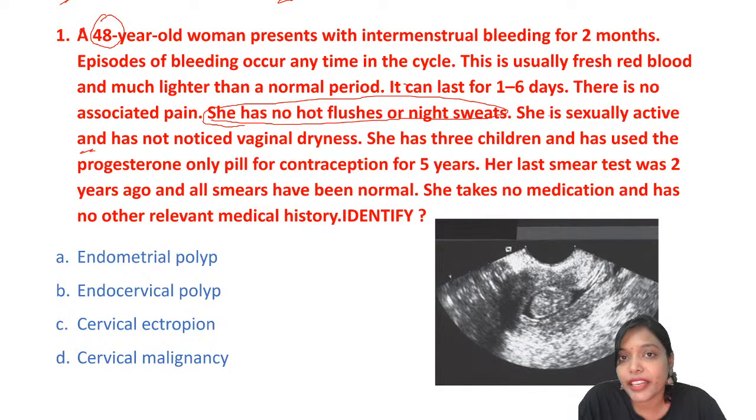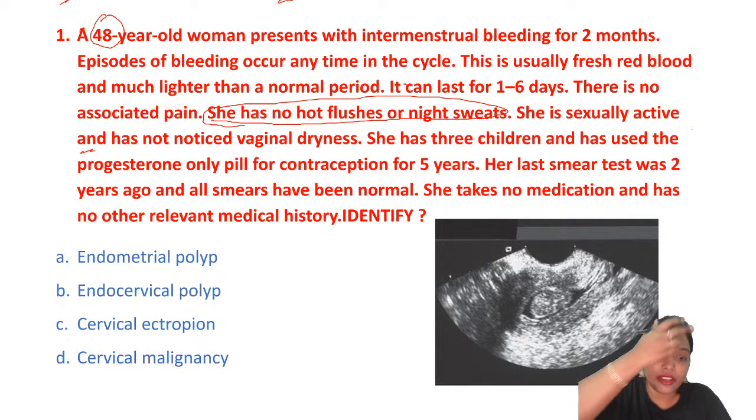So that again telling us this is not a vaginal atrophy or endometrial atrophy. She has 3 children and has used the progesterone only pill for contraception for 5 years. Her last smear test was 2 years ago. All smears have been normal. She takes no medications and has no other relevant medical history. Identify the cause, and this is the USG image, and you have to tell what is the diagnosis of this.